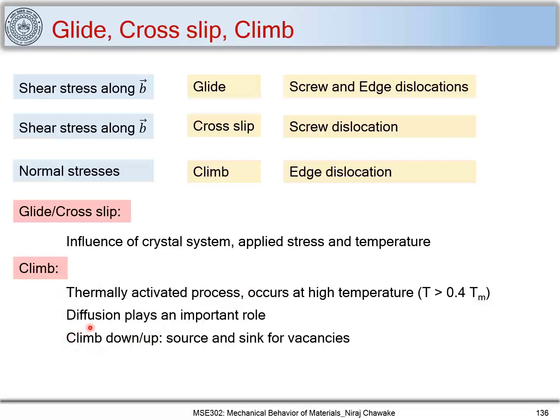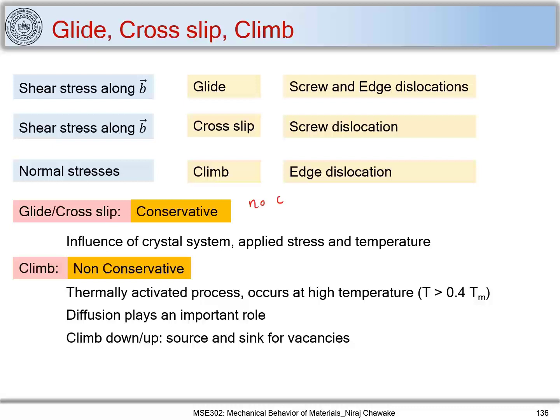There is a climb up and climb down process where we have seen the vacancy concentration increases or decreases. Thus when the climb process occurs, it can act as a source and sink for vacancies. Glide and cross slip are called conservative processes, and climb is called a non-conservative process. What is a conservative process here? When a glide happens, there is no change in volume.